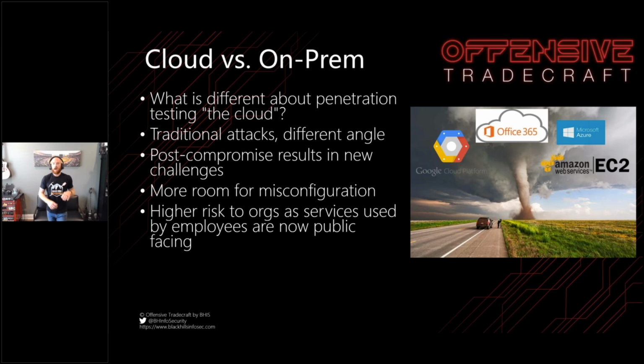So I think that the second an organization decides to either be a hybrid organization where they're utilizing some on-prem, some cloud infrastructure, or the second they decide they want to move full cloud, it enables higher risk to orgs.